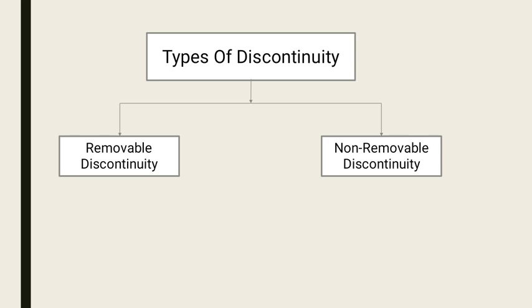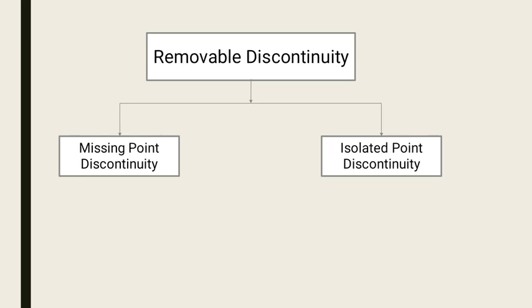So first we'll study removable discontinuity. Later we'll study non-removable discontinuity. In removable discontinuity, two types are there: missing point discontinuity and isolated point discontinuity. In removable discontinuity, the limit exists. The limit at the given point exists. So first, the missing point discontinuity.